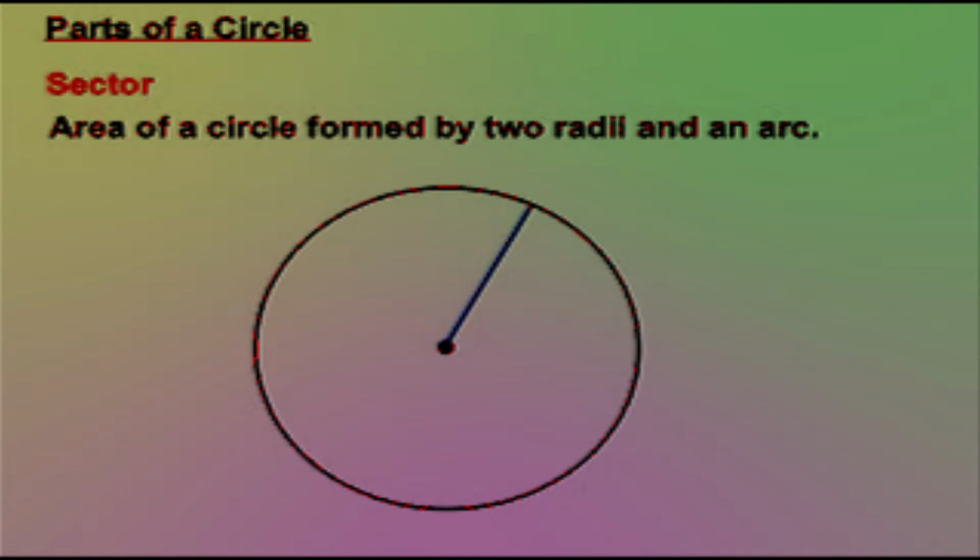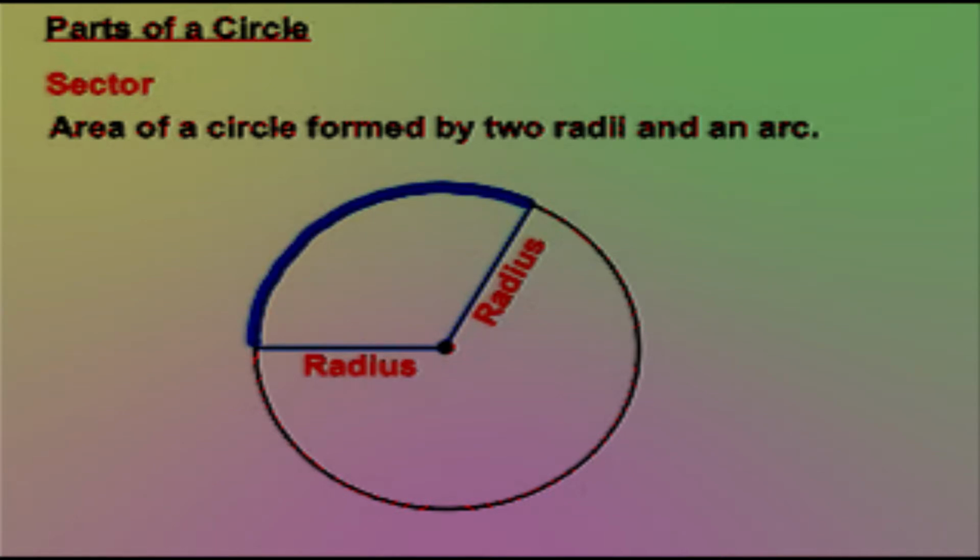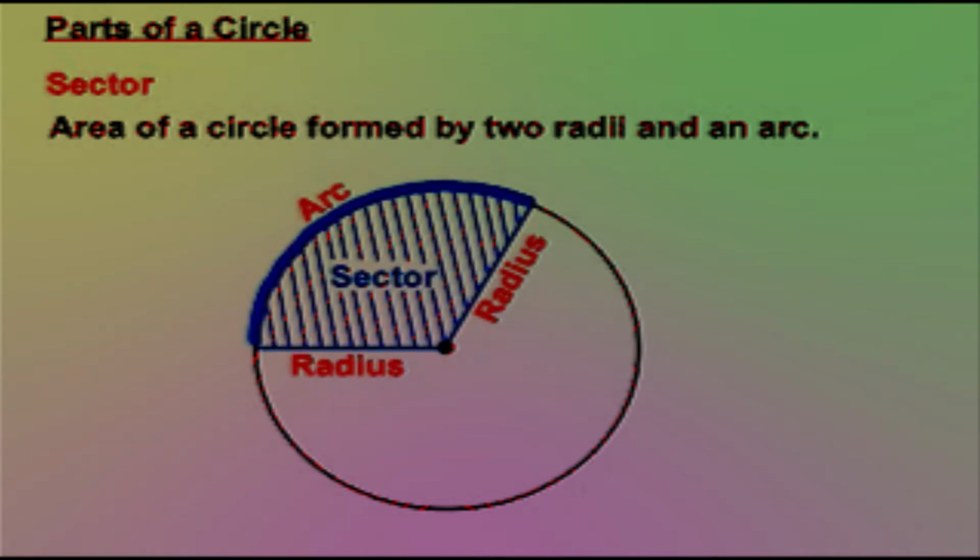We have a sector. It's an area of a circle formed by two radii, and that's just the plural of the word radius. So two radii and an arc, and that forms a sector. I'll show you how. We've got one radius there and another radius there, and we've got the arc that goes around. We just got through saying that a section of the circumference is an arc, so the arc's in blue there. And so that forms a little section of the circle known as a sector.